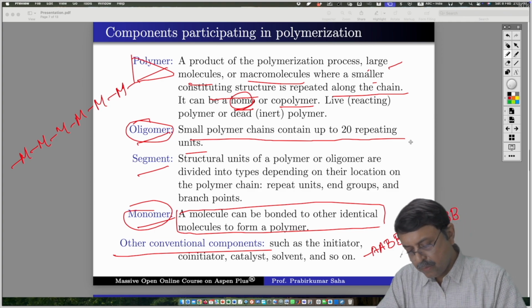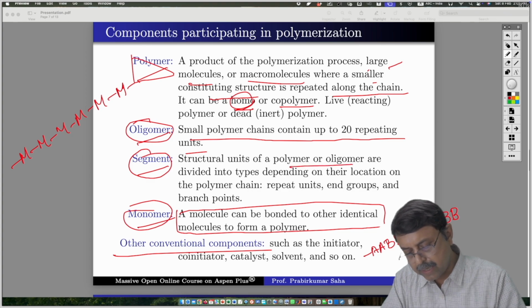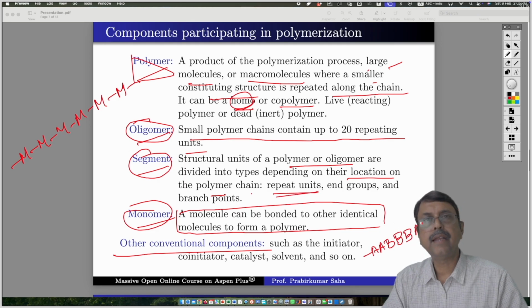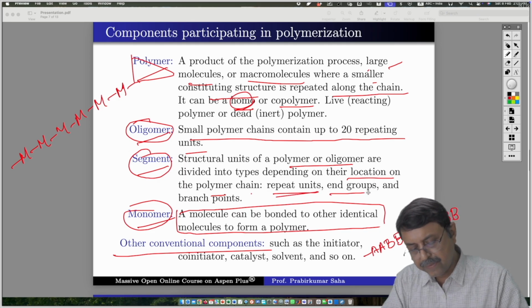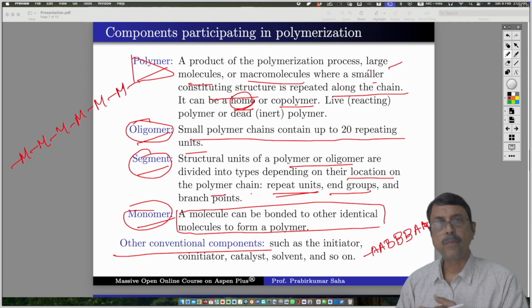And finally, we have the segment. A segment is a structural unit of a polymer or oligomer and is divided into types depending on its location on the polymer chain. If they are repeating units, then it is called a repeat. If they are end groups, now a polymer.